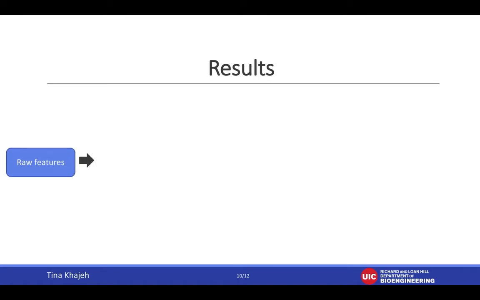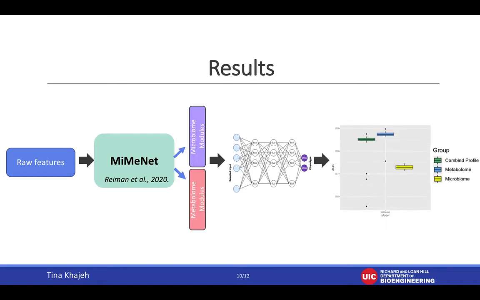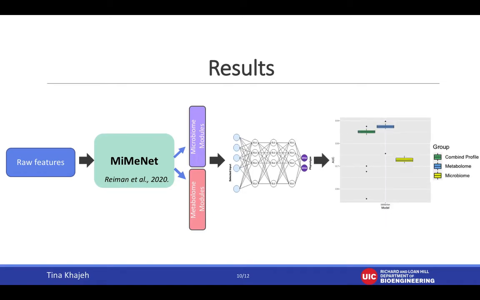The third scenario uses the MiMeNet framework developed in our lab. MiMeNet is a neural network model developed for deriving the relationship between microbes and metabolites for predicting metabolome from the microbiome. First, we prepared module profiles derived from MiMeNet. These modules can be considered as a lower dimensional representation of the data. Then these modules are used as the input of multilayer perceptron neural network. Again, the model developed based on the combined profile achieved the highest accuracy, and the model developed using metabolome is more accurate than the one developed using the microbiome.